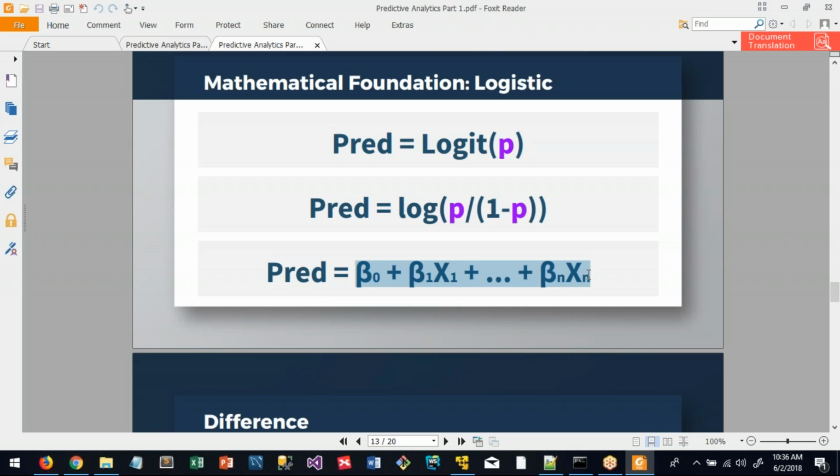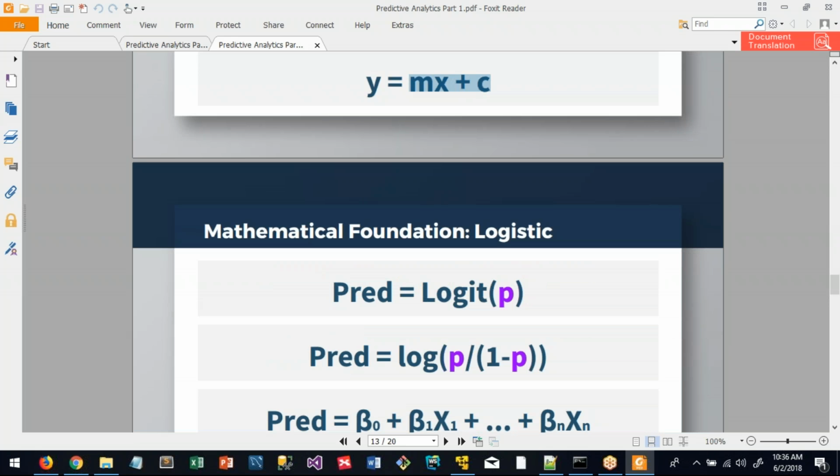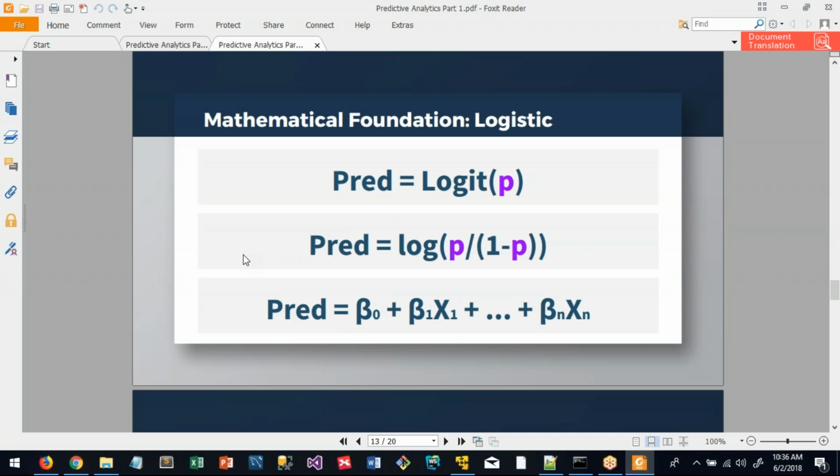So this is linear in nature, just like the one we saw before. The difference comes up over here, this y. In this case, this spread, which is supposedly equal to y, is itself equal to what is called log of p divided by 1 minus p. This, log of p divided by 1 minus p, is called logit of p. Logit is the short form of this whole expression, because whenever somebody writes logit, you can expand it into log of p divided by 1 minus p.